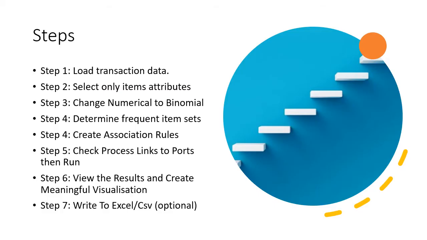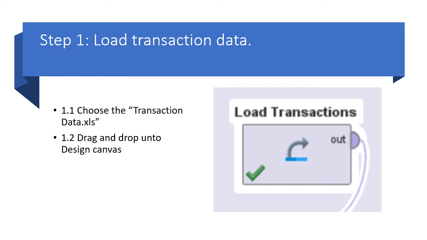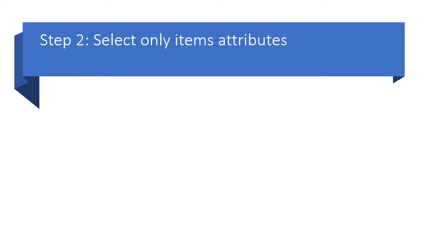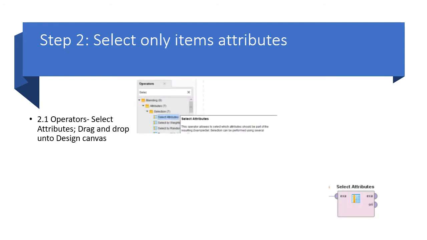Okay, so for how we're going to look into using RapidMiner is just very simple steps that we can see here. It is basically to go through all these steps so that we can create the meaningful visualizations that we need for our market basket analysis. So firstly, of course, you need to load the transaction data. Now you can either load the transaction data or just bring the transaction data into the repository and drag and drop it in.